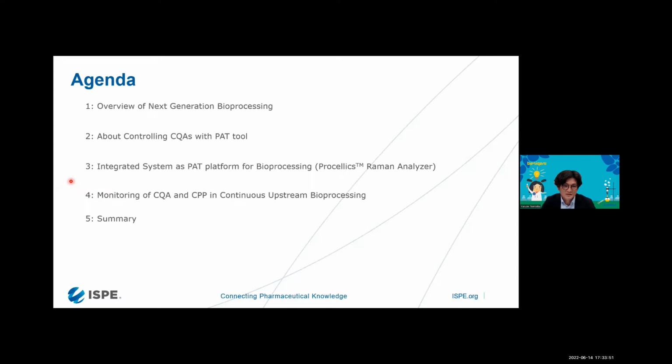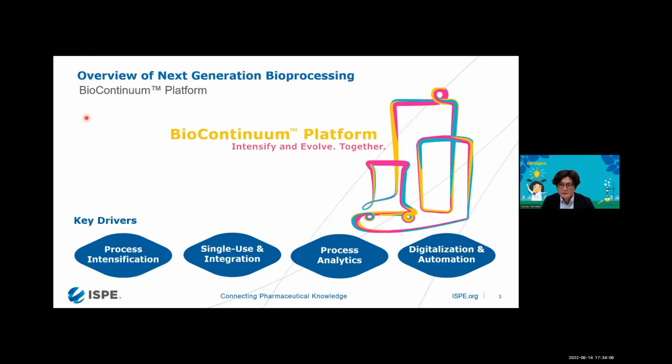So this is today's agenda. First of all, I'd like to start with the first topic, the overview of the next generation bioprocessing. So I'd like to start to talk about the next generation bioprocessing in the future pharmaceutical industry.